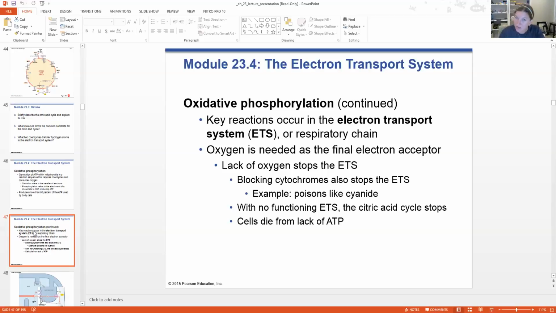The citric acid cycle doesn't happen. This electron transport system doesn't happen. The only thing that happens is glycolysis. So the lack of oxygen is going to stop this electron transport system. How do we get a lack of oxygen? Well, maybe your blood's not pumping enough. Maybe your heart rate hasn't caught up to the oxygen demand in your tissues. Maybe your tissue perfusion isn't good enough.